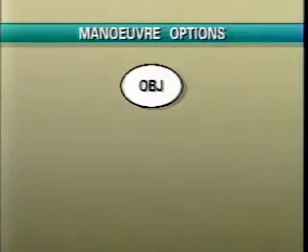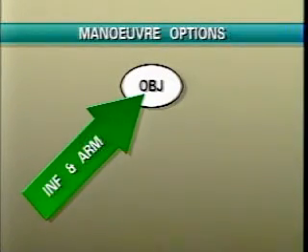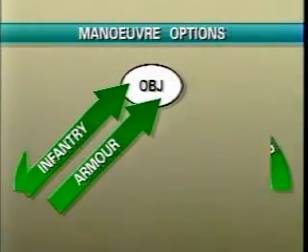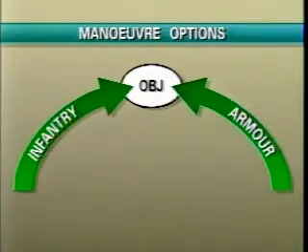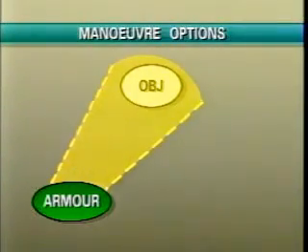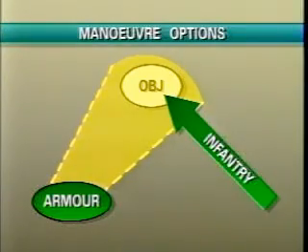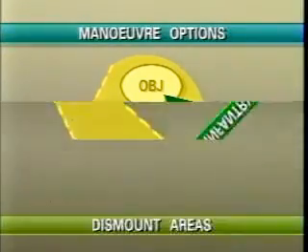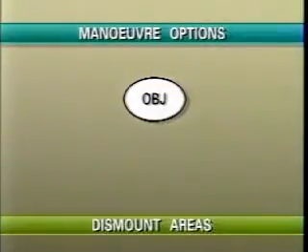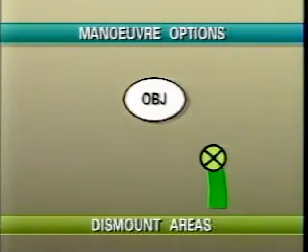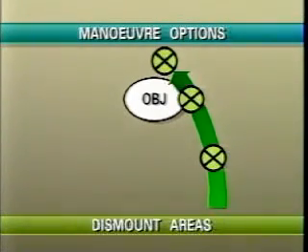His maneuver options include armor and infantry operating on the same axis, on parallel axes, on converging axes, or locating the armor in a fire base with the infantry maneuvering on foot. His dismount options would be either well short of, on, or beyond the objective.